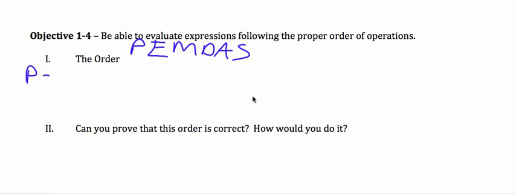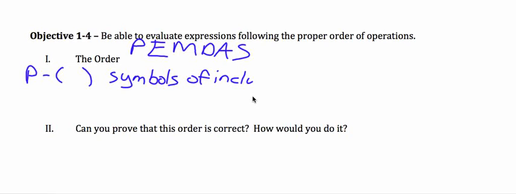P is parentheses, but it also includes any other symbols of inclusion. And we kind of mentioned that in one of the previous note sheets. Really, it's just any type of symbol that groups operations together, meaning when those operations are grouped together, you've got to do those first. So that could also include brackets, and it could also include the fraction bar. When you see a fraction bar, the top numbers and the bottom numbers are all grouped together, so you have to simplify your numerator and your denominator first before simplifying the entire fraction.